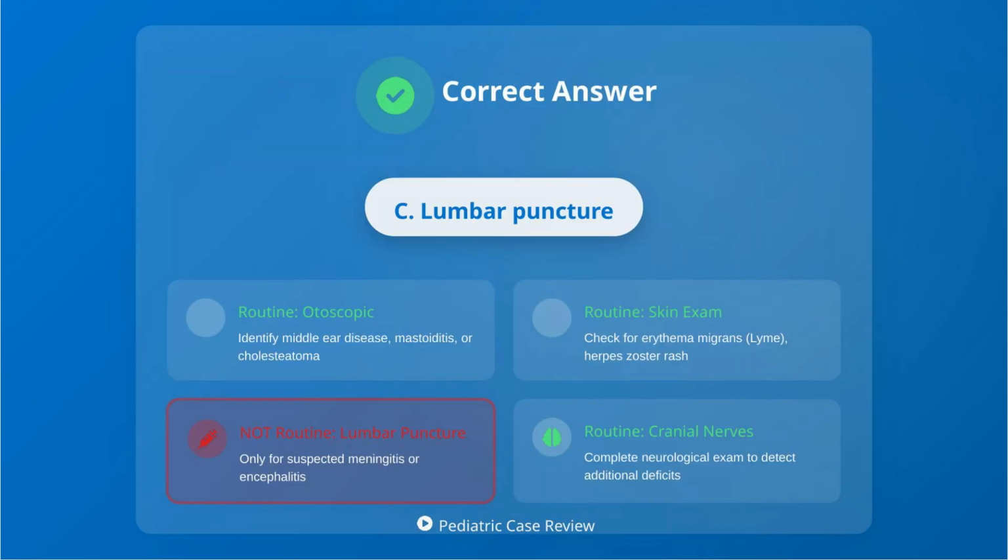Lumbar puncture. This is not a routine examination for children with facial palsy unless there is clinical suspicion for meningitis or encephalitis. The standard evaluation should include otoscopic examination to identify middle ear disease, skin examination for rashes suggestive of Lyme disease, and a complete neurological examination focusing on all cranial nerves to detect any additional neurological deficits.